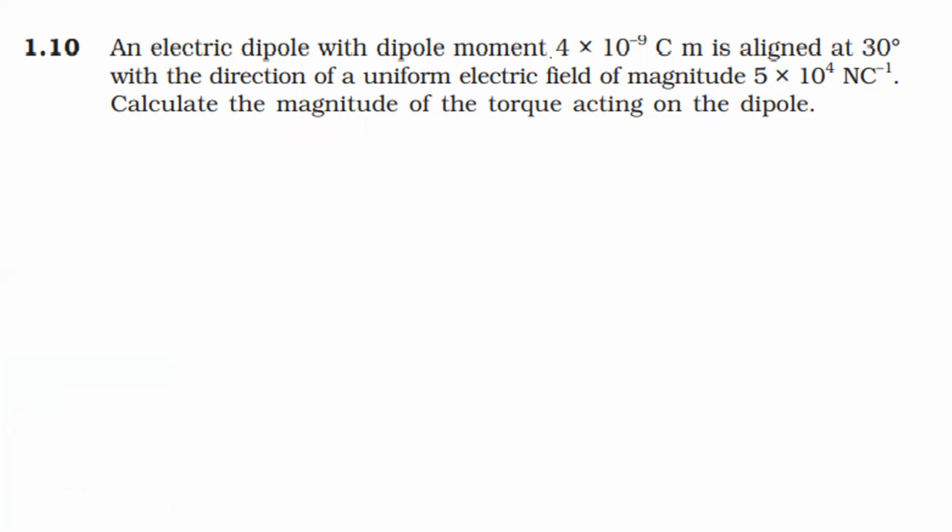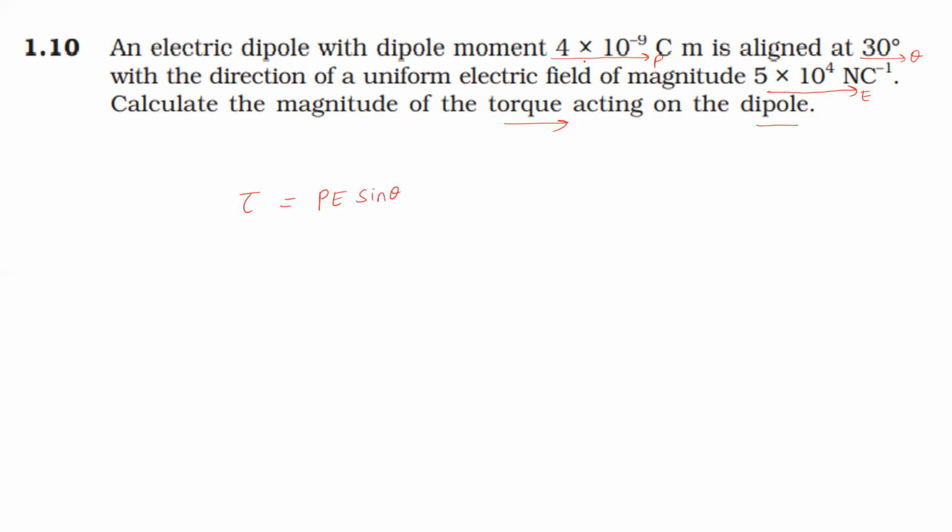Here it is given the dipole moment is 4 into 10 power minus 9 coulomb meter, and the angle theta between electric field and dipole moment is 30 degrees. And the magnitude of electric field intensity is given as 5 into 10 power 4. Now we need to calculate the torque acting on the dipole. The formula for torque is equal to p E sin theta.